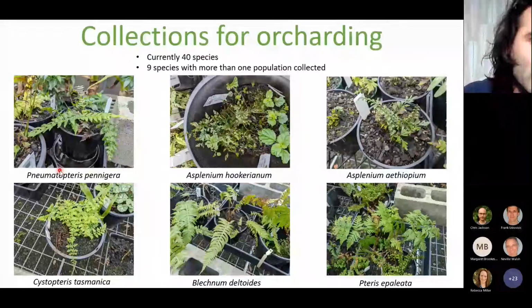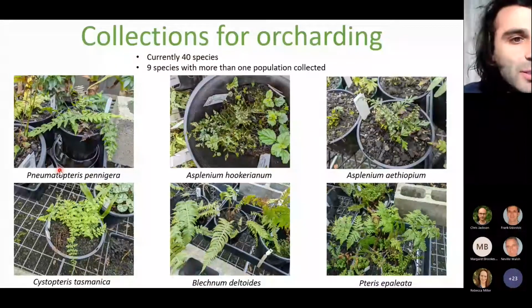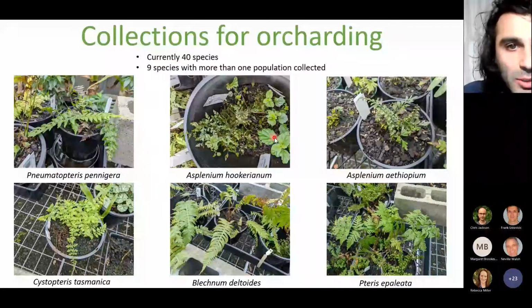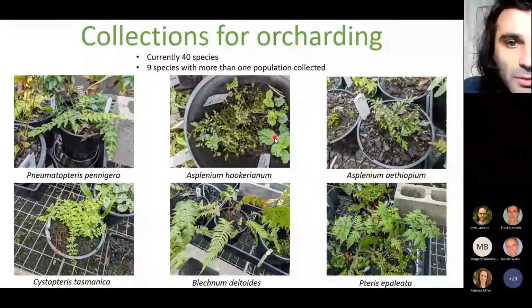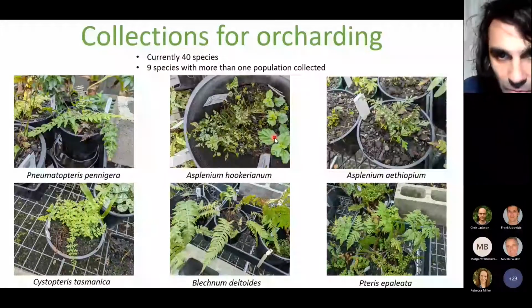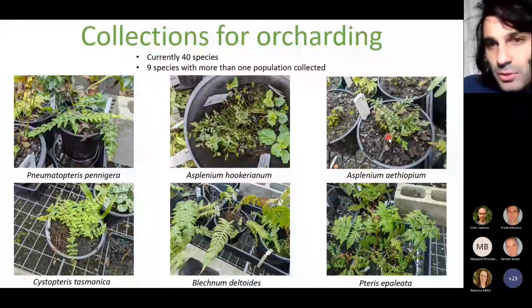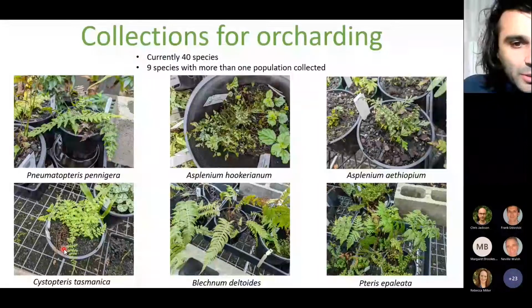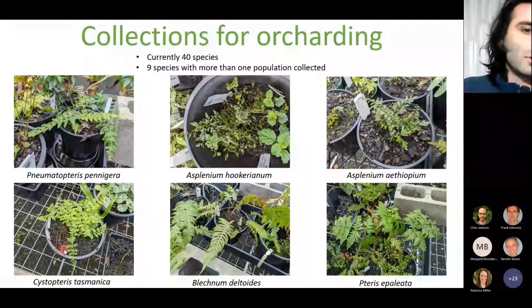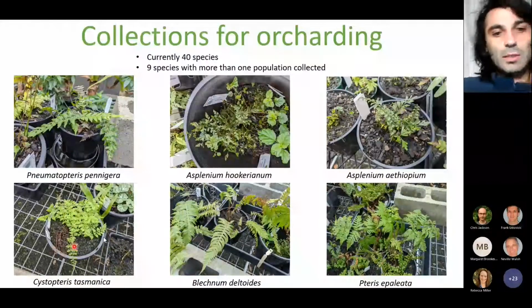So we've got this species here, Pneumatopteris pennigera. This is the lime ferns found in southwest Victoria or along the rivers down there, like the Glenelg River and Curtis River. I've got Asplenium hookerianum here. That's a species that's only found in 3 locations in the Victorian Alps. Asplenium aethiopicum, another species from the southwest of the state. Cystopteris tasmanica, a species from the high country. It lives along fast-flowing rivers and creeks.